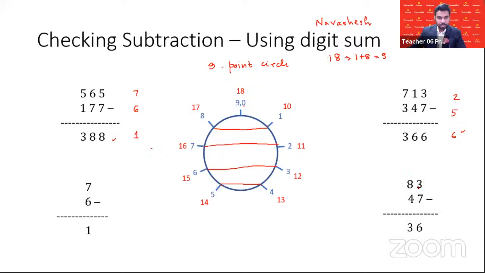So let us check once again the reliability of digit sums here. 8 plus 3, which is 11. So digit sum is 2. 4 plus 7, again 11. So digit sum is 2. Digit sum of 3 plus 6 is 9 or 0. 2 minus 2 is 0, which is in fact correct. So this subtraction is correct.